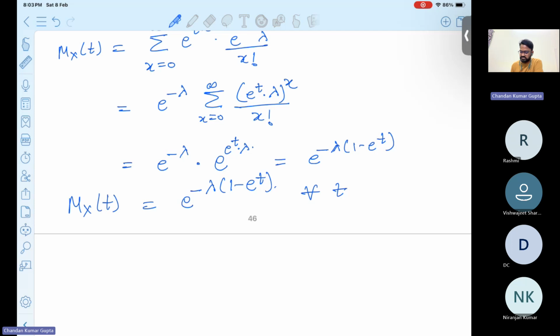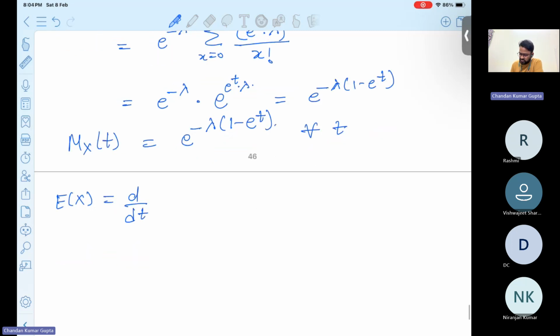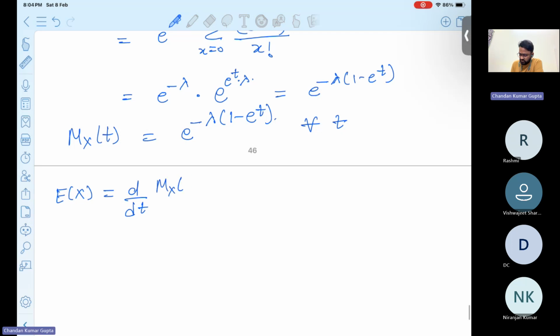Now, with the help of this MGF, we can calculate the moments as well. For example, expectation of x is defined as the first order differentiation of M X of t with respect to t, and then put the value of t equal to 0. So here e to the power minus lambda, 1 minus e to the power t is there, and then differentiating gives lambda e to the power t. Now putting t equal to 0.